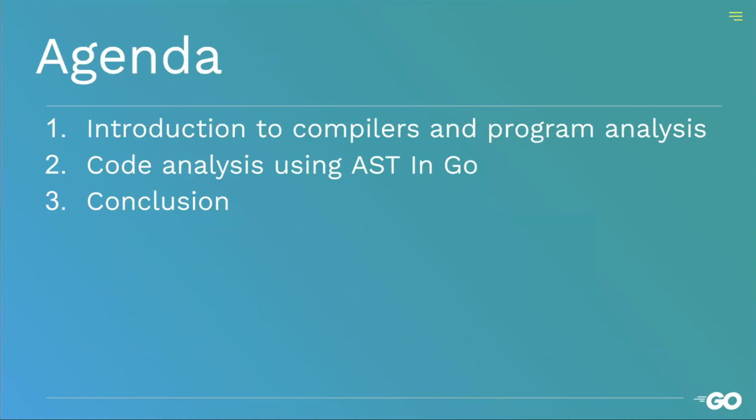So what will we have today? First, I will talk a bit about compilers and also about program analysis. Then we will talk about something called AST, and how we can use it in Go. This is the main part of the talk, and you will see how you can write your own analysis. And then we'll have a conclusion.